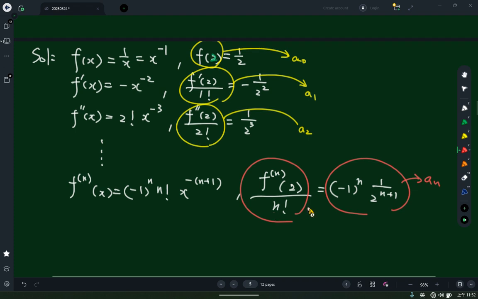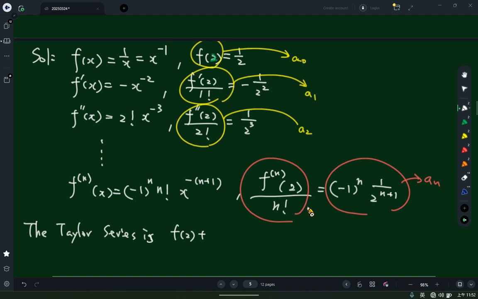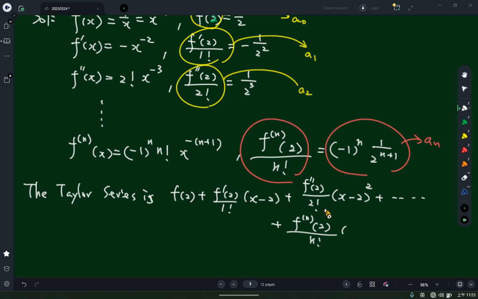So the corresponding Taylor series is f of 2 plus f prime of 2 times 1 over 1 factorial times x minus 2, plus f double prime of 2 over 2 factorial times x minus 2 to the power of 2, plus and so on, up to the nth order derivative of f at 2 over n factorial times x minus 2 to the power of n.